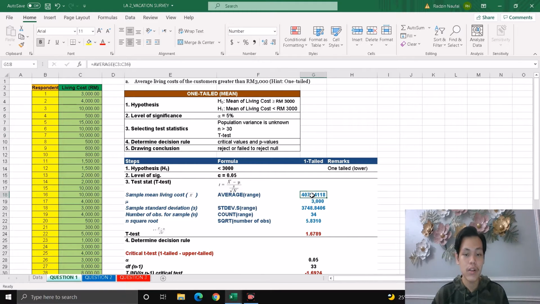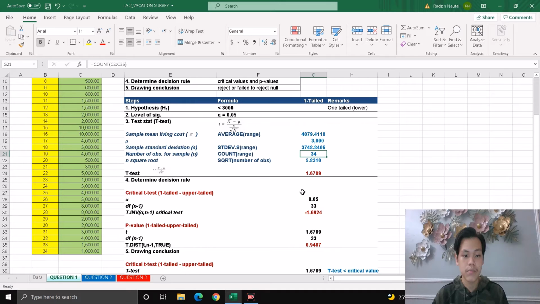Sample mean of living cost equals AVERAGE of the range. Mu equals 3,000. Sample standard deviation equals STDEV.S of the range. Number of samples, n, equals COUNT of the range. Square root of n equals SQRT(n). The formula of the t-test is the mean minus mu, divided by s over square root of n.